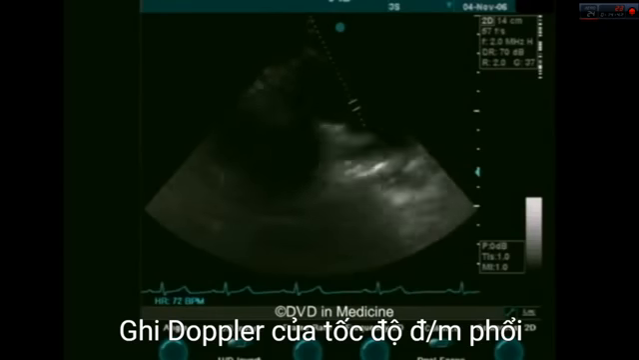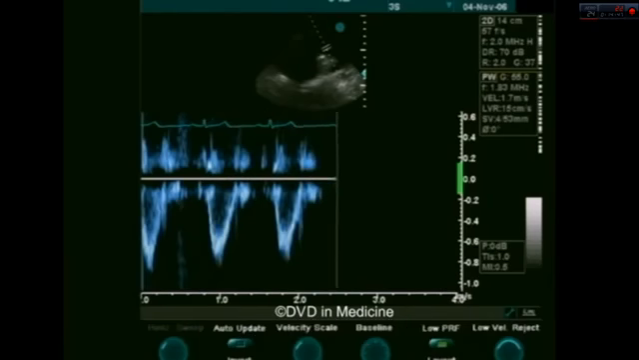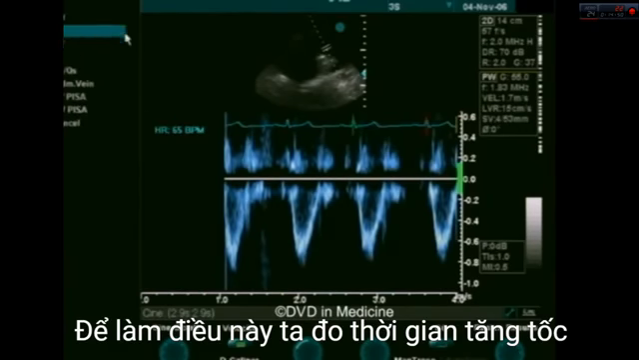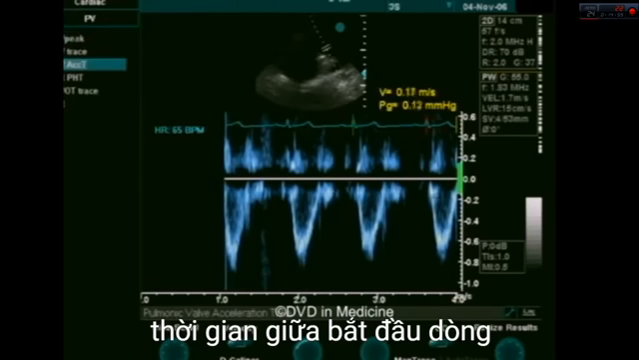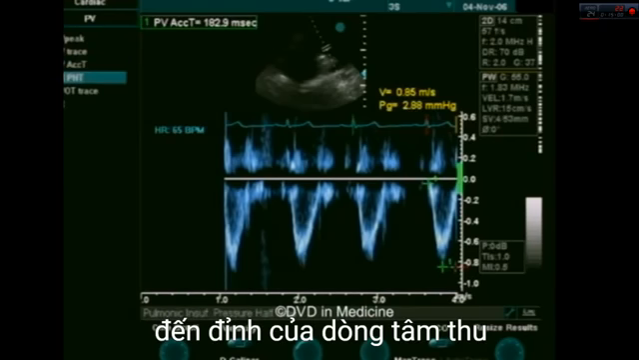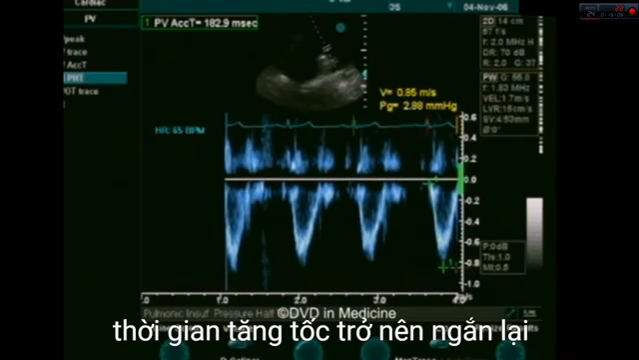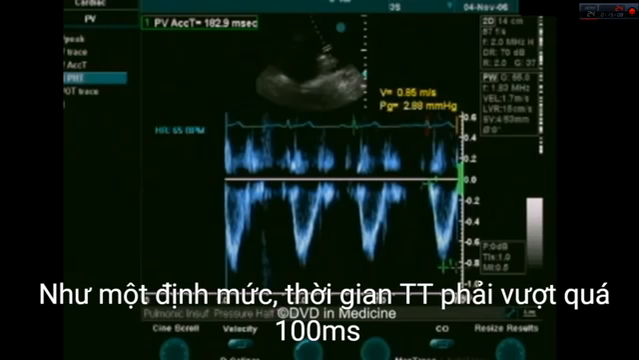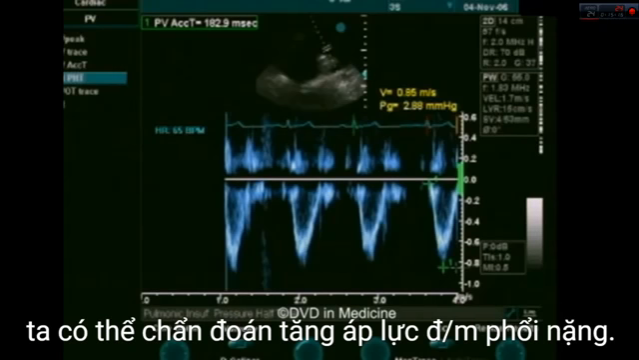Doppler recordings of the pulmonary artery velocity can provide the assessment of the pulmonary artery pressure. For this, one measures the acceleration time, the time between the onset of the flow to the peak systolic flow. When pulmonary artery pressure goes up, the acceleration time becomes shorter. As a norm, it should exceed 100 milliseconds. If this parameter becomes less than 75 milliseconds, one can diagnose it as severe pulmonary hypertension.